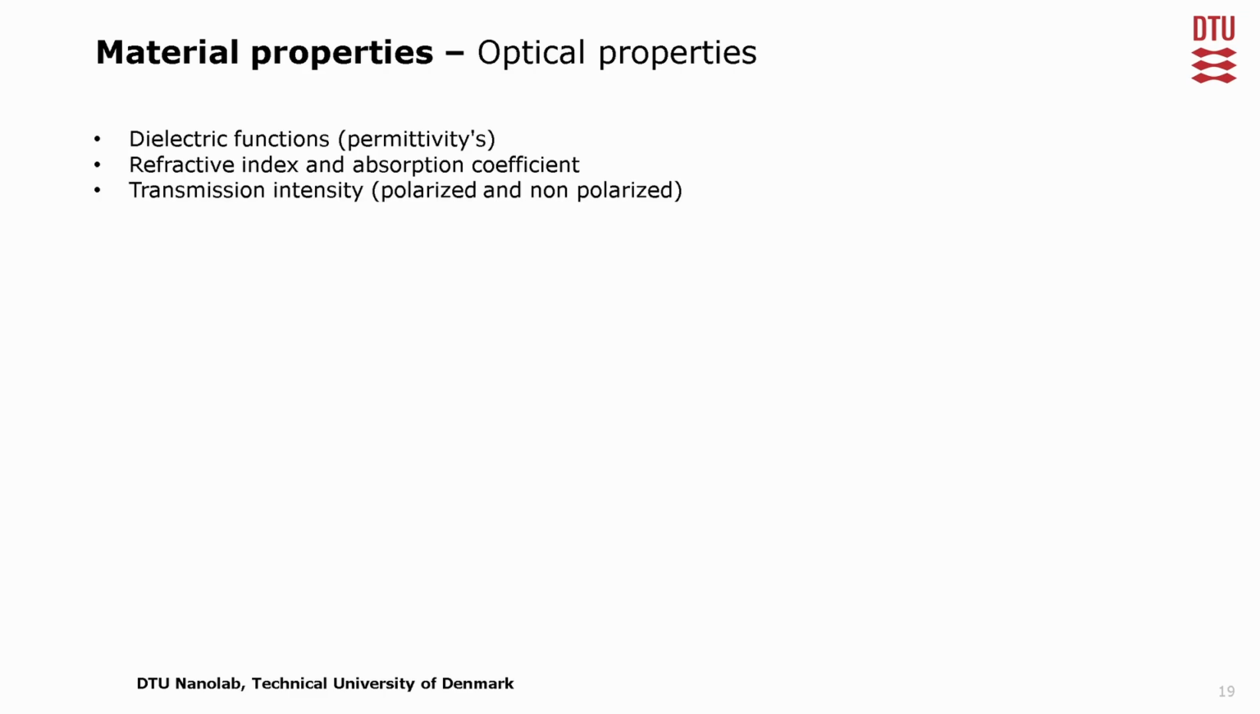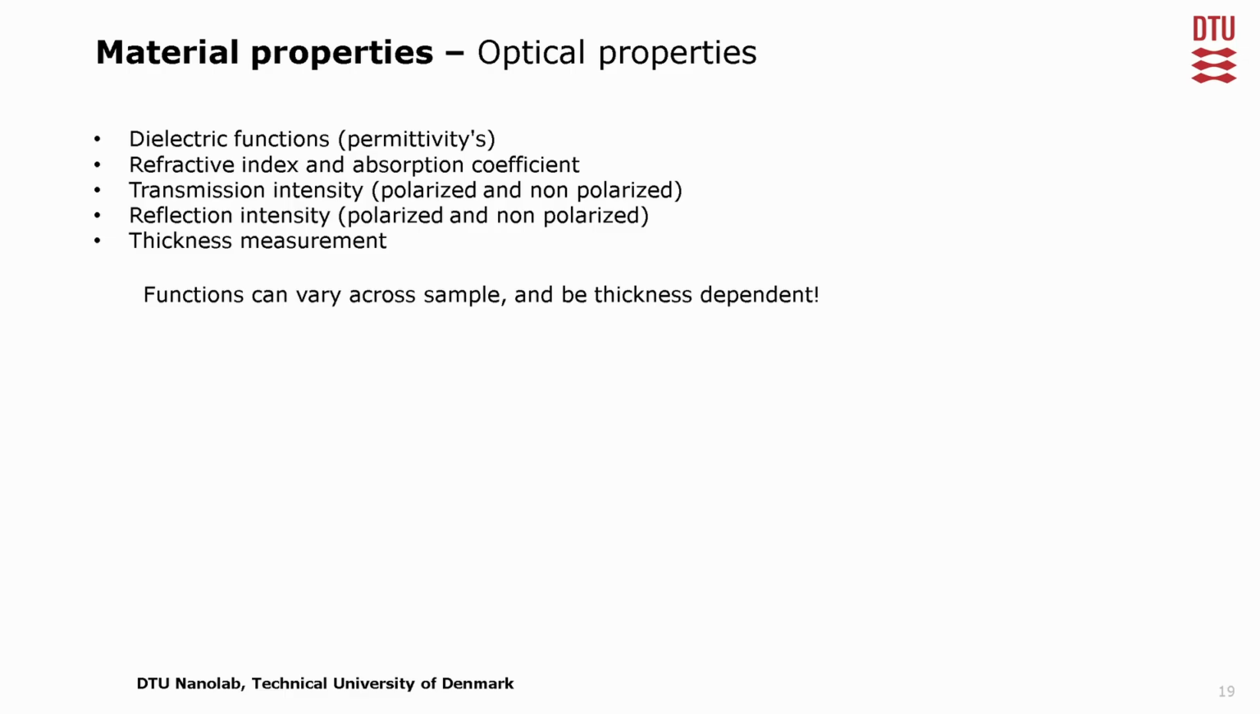Alright, let's talk about optical properties. When depositing a thin film, you may want to measure various optical functions. For example, you can measure permittivity, which is related to the refractive index and absorption coefficient. Additionally, you can measure transmission intensity, both polarized and non-polarized, and reflection intensity. You can also perform thickness evaluation using optical methods. These optical functions can vary across the sample and be thickness dependent if the sample is non-uniform.